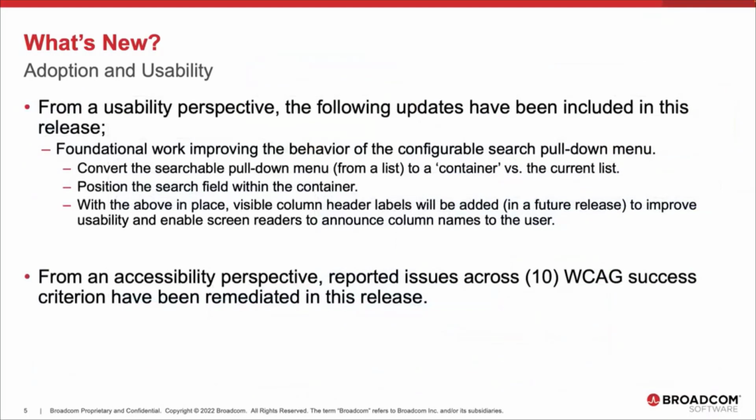From a usability perspective, foundational work went into improving the user experience of the configurable search pull-down menu. From a technical perspective, the component was converted from a list to a container, and the search field is positioned within the container itself. With the above in place, visible column header labels will be added in a future release to improve usability and, in the end, enable screen readers to announce column names to the user. From an accessibility perspective, reported issues across 10 WCAG success criterion have been remediated in this release.